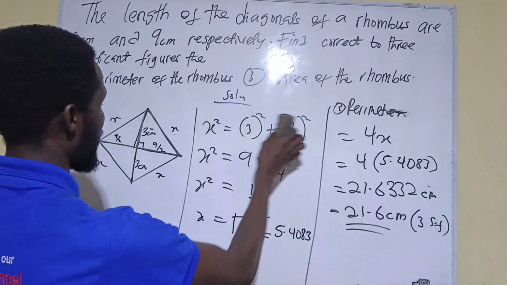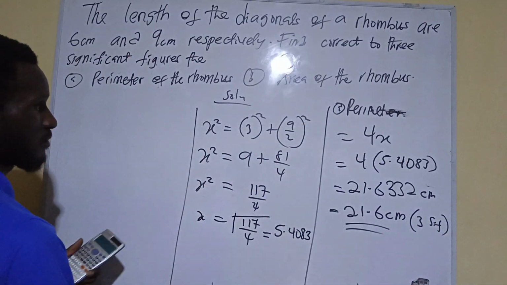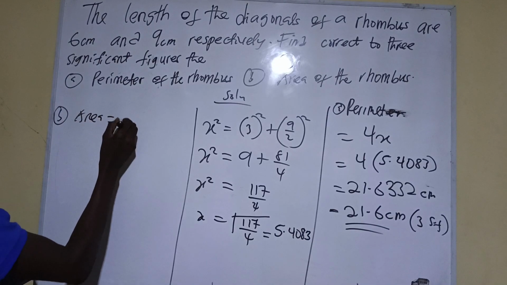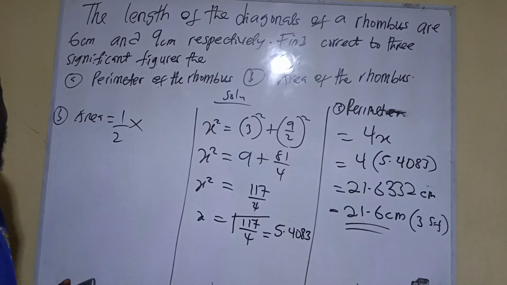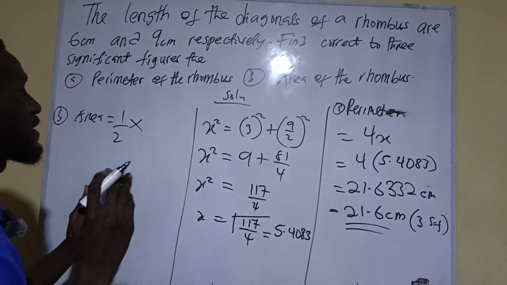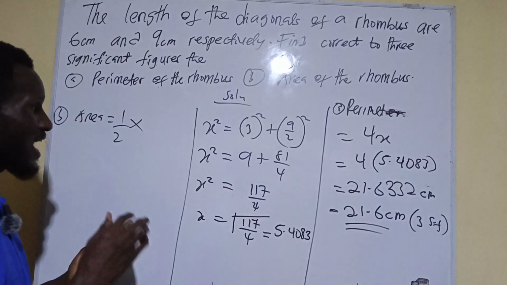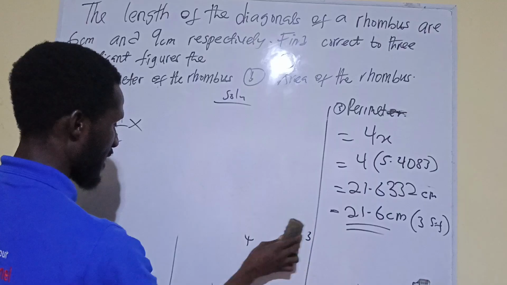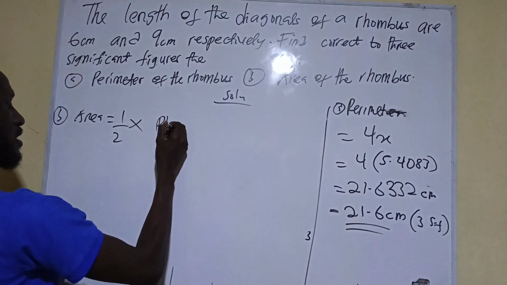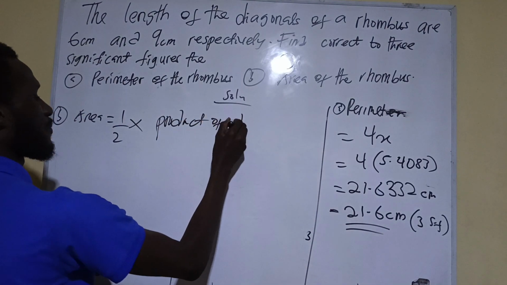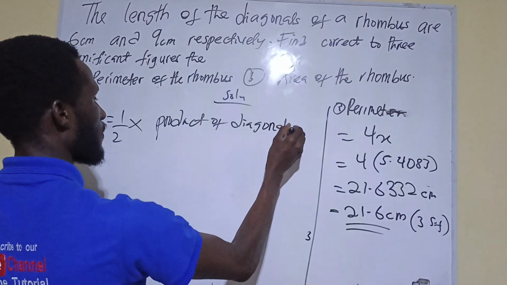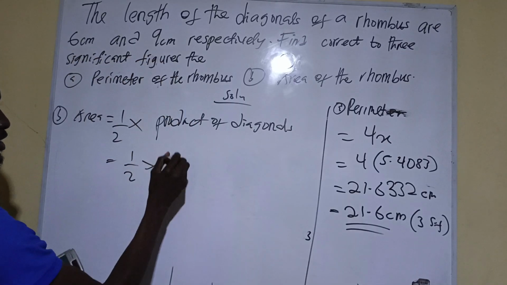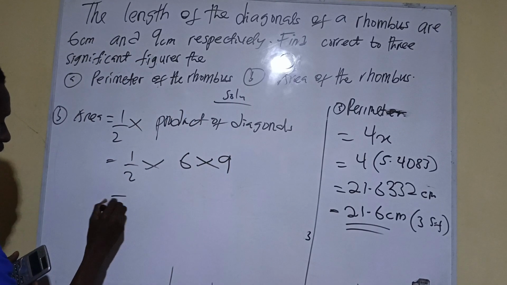Now let's solve for the area of the rhombus. For B, the area is equal to 1/2 times the product of the two diagonals. We have 6 and 9, so I'll have 1/2 times 6 times 9.